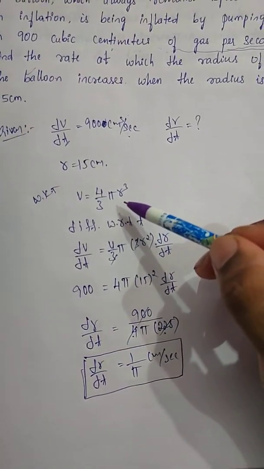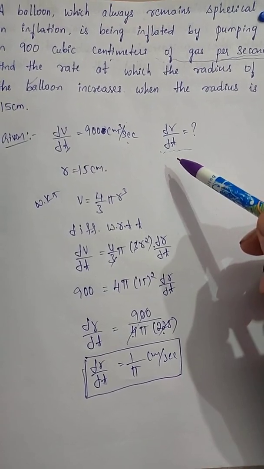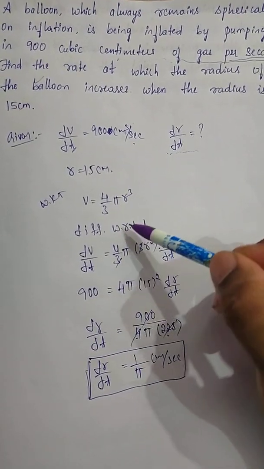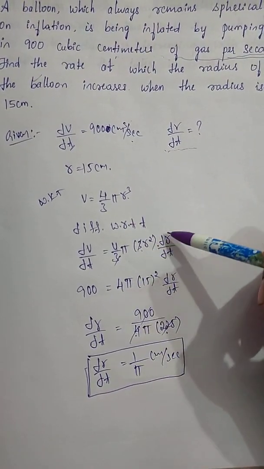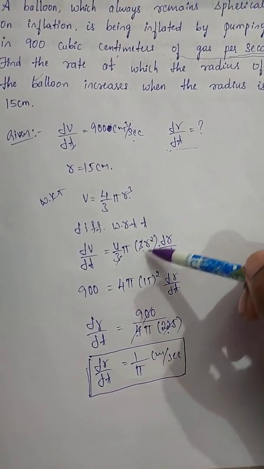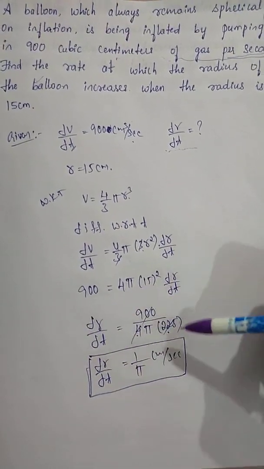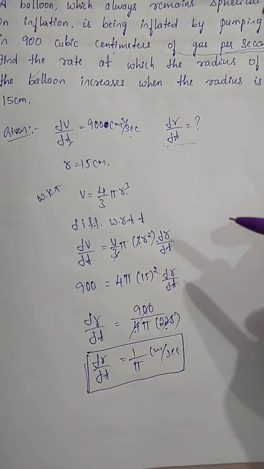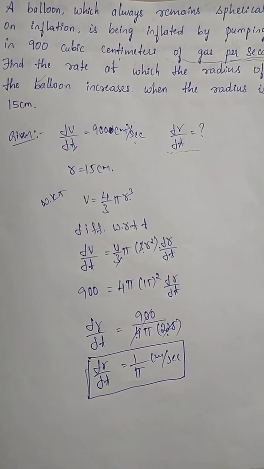So we know the volume of a sphere, and we want to find at what rate the radius is changing, that is dr/dt. So differentiate with respect to t. dV/dt is equal to 4/3 pi, which is a constant, times the differentiation of r cube, which is 3r square into dr/dt. 3 cancels, giving 4 pi r square, that is 15 square. So dr/dt on the left side and the rest all on the right side. If you cancel, you get it like this. So this is the answer. Is it okay? We will go for the next problem.